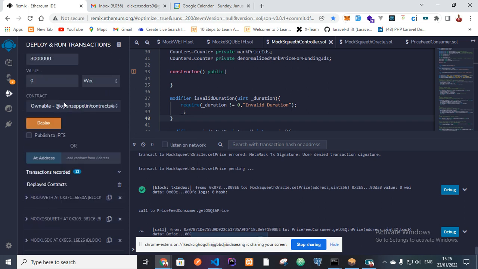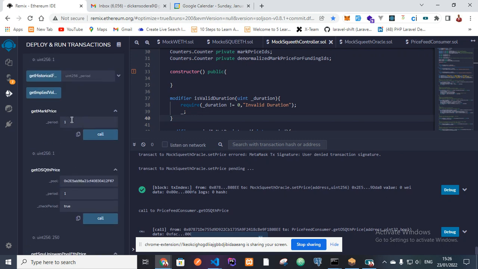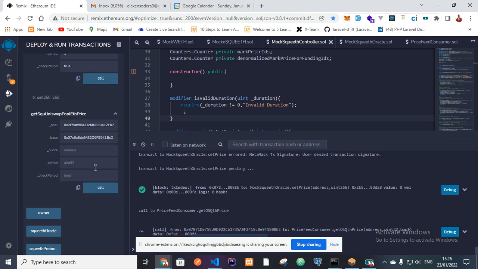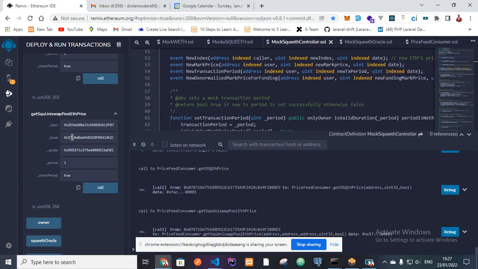Then let's get the mock WETH. We want to get the value of mock WETH against mock USDC, for the first trading period. Then let's specify the check period. These are functions that exist from the Opyn protocol. Yeah, so it's 250 since we had set it. The price is 250. If we specify a different value, it will also be able to do that.